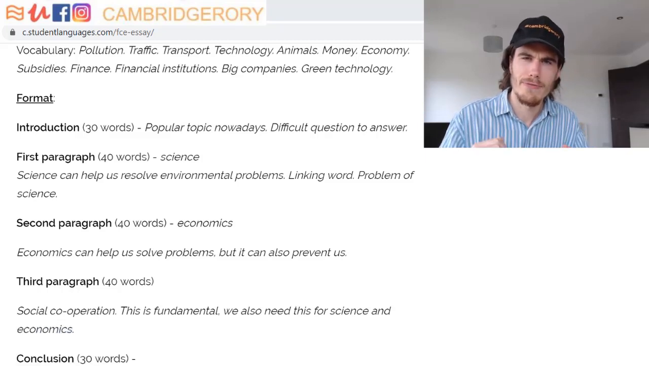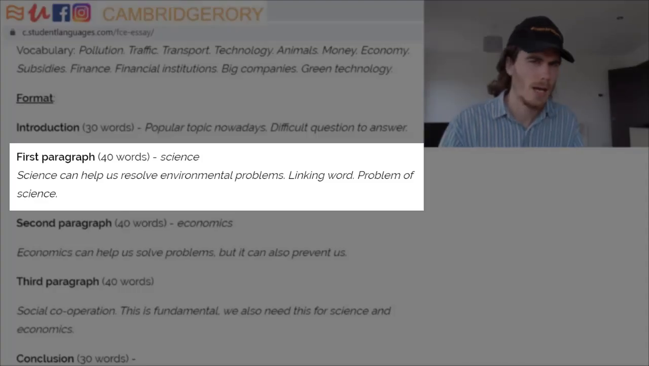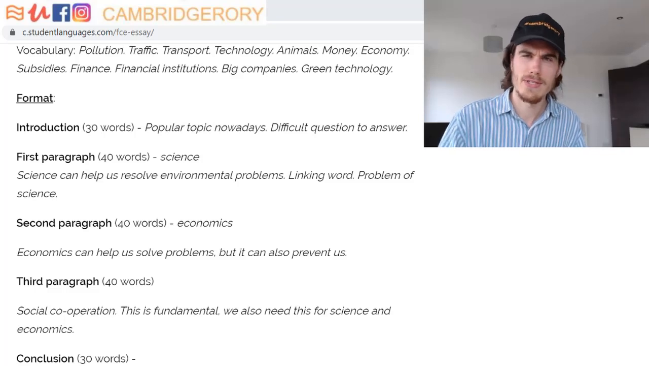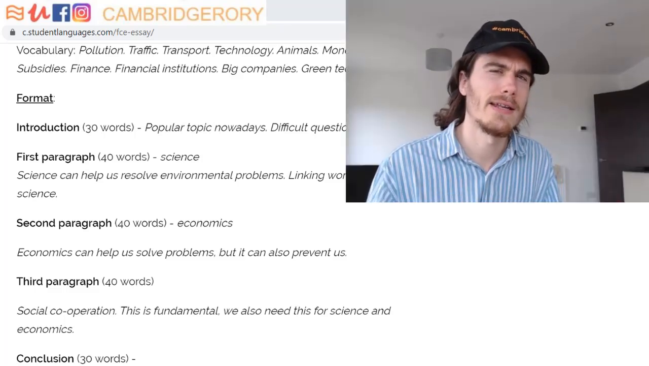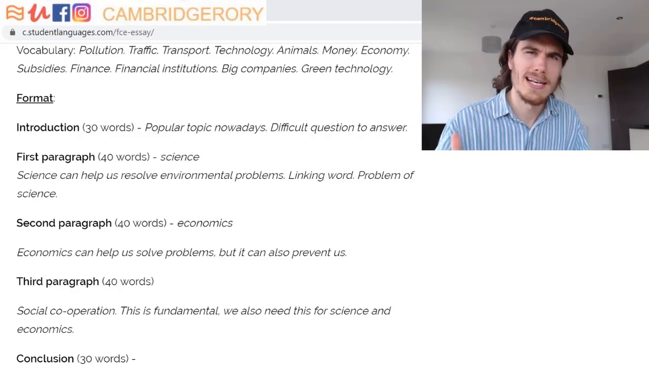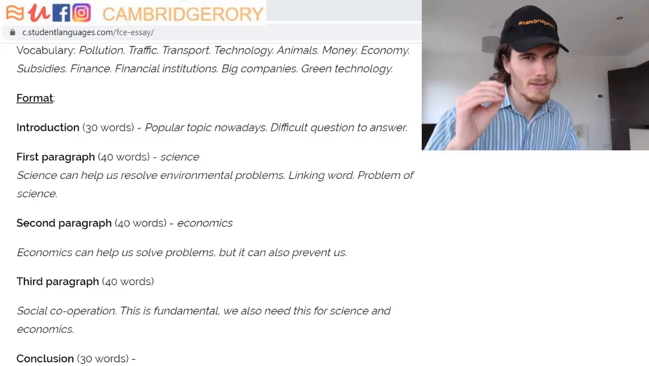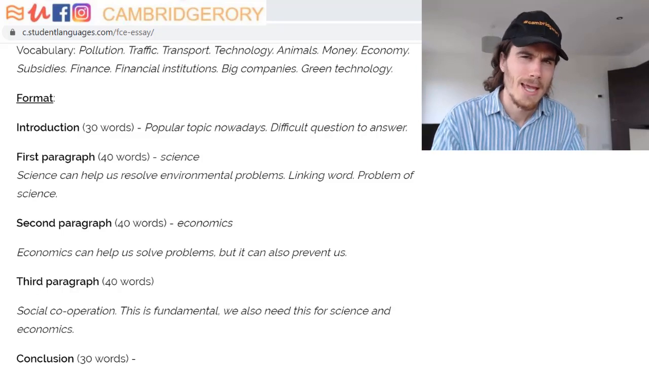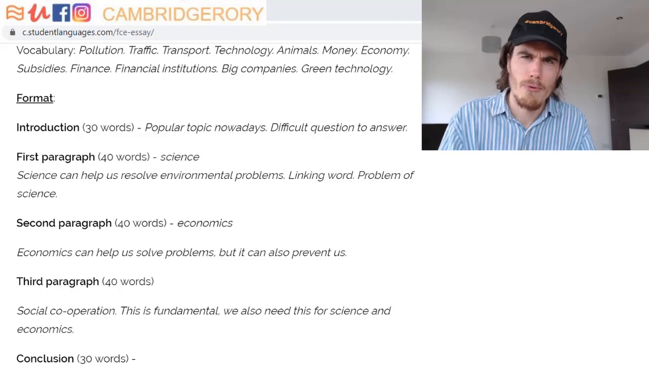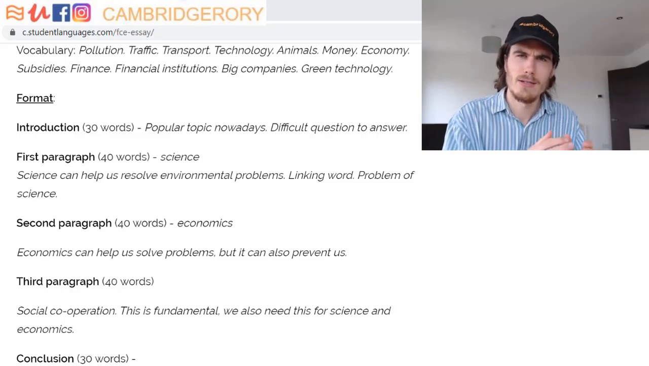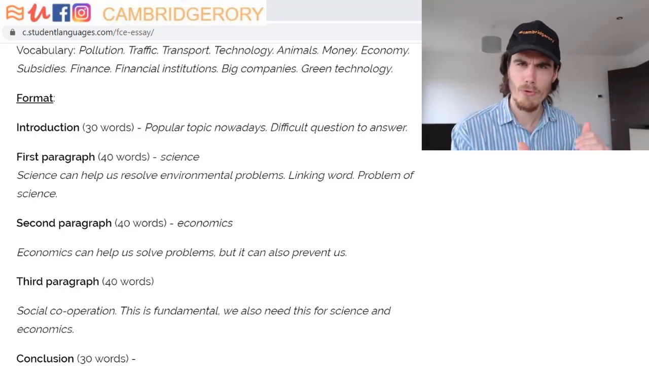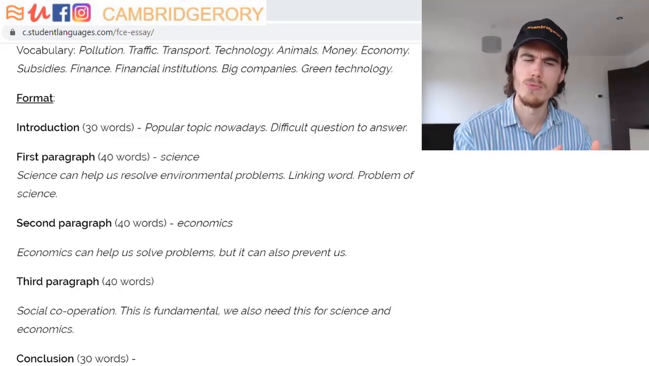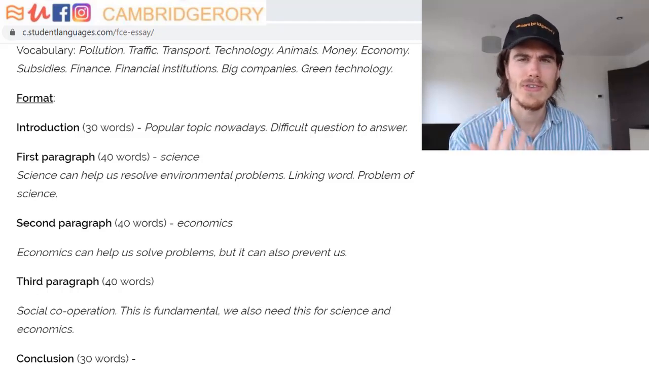So about 40 words for each of the 3 main notes. In the first paragraph, science. I'd give a bit of a balanced argument in this paragraph, I think. I would start by saying how science can help us. I would then use a linking word, another good way to tick the examiner's boxes. And then I would say, on the other hand, for example, there are problems with science. And I'd try and talk a little bit about that before finding a good segue to move on to the second paragraph, which is economics.